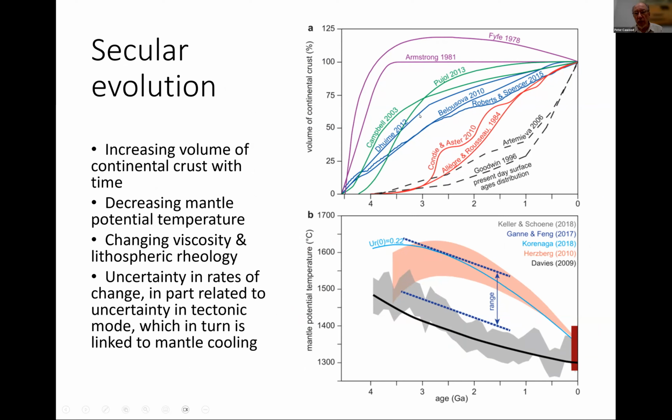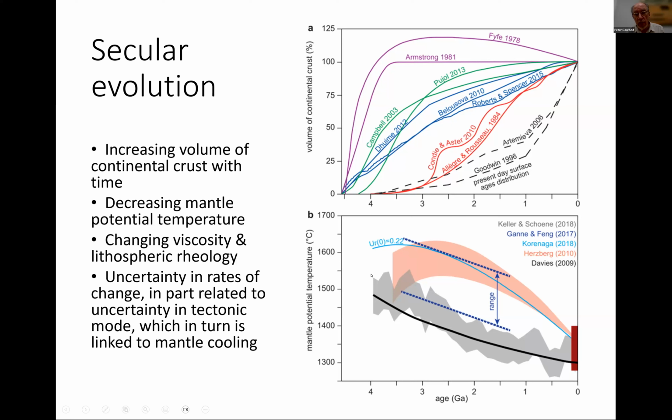And again, what's the relationship of this change in volume of continental crust with tectonic mode? And here are some different plots, again, just coming back to this concept of decreasing mantle potential temperature, some different estimates of mantle potential temperature, and again, there's uncertainty. In fact, I would say one of the keys to resolving some of our disputes or uncertainties about processes that have operated on the Earth is to get a better handle on mantle potential temperature through time.